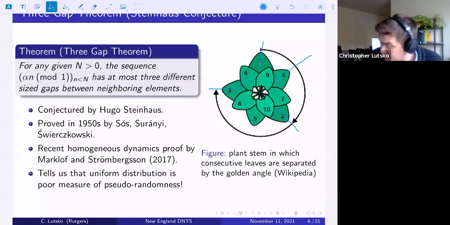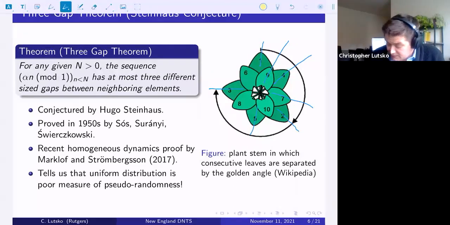And these angles form a sequence. The theorem states that the angles between 1 and 9, 9 and 4, 4 and 7, these form the gaps, and the gaps fall into a set of size 3. This was conjectured by the famous Polish mathematician Hugo Steinhaus, and then it was proved in the 1950s by Sós, Surányi, and Świerczkowski.